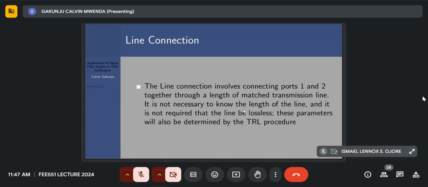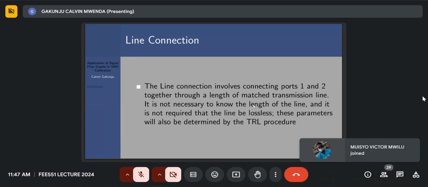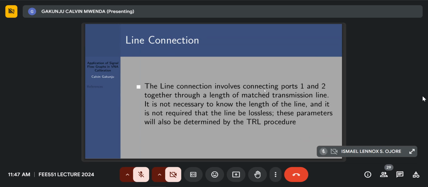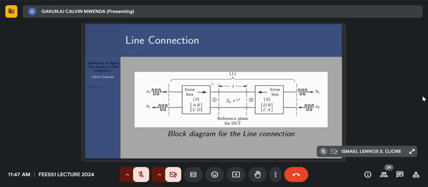Then considering the line connection, this is a transmission line which is matched to the error boxes, and as we saw in the reflect connection, we don't really need to know the length of the line or the propagation coefficient because they will also be determined by the TRL procedure. So this is the equivalent circuit model, and here is the line of length L characterized by some propagation coefficient gamma and characteristic impedance Z0, which is matched to the error boxes.